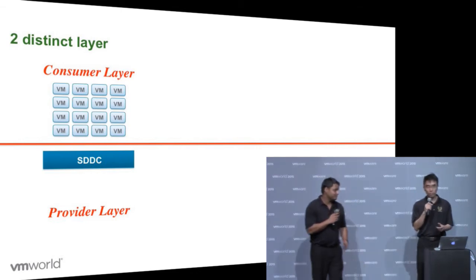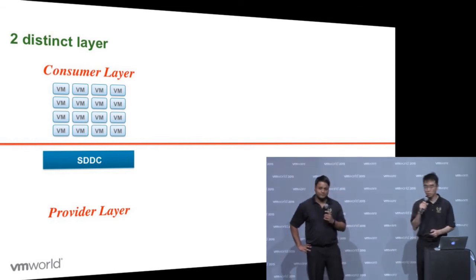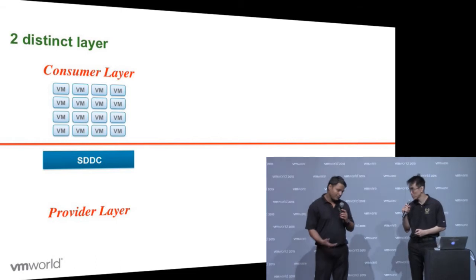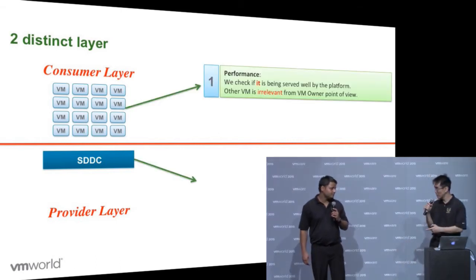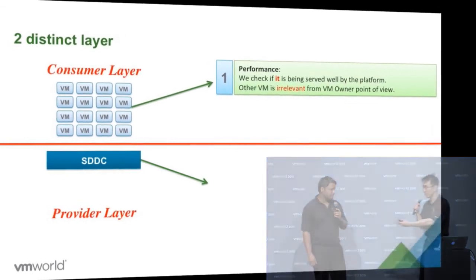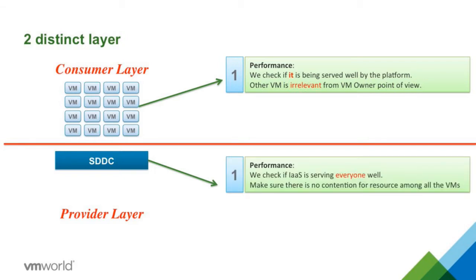Because typically the VMs and the infrastructure are pretty reliable, uptime is pretty good. So it's not about availability. The first thing that they care about is performance. So at this layer, if I'm a VM owner, I only care about my VM. You may have 1,000 other VMs, and I don't care about them. I only care about my VM. And at the infrastructure layer, it's different. You have to serve everyone. You have to take care of all the VMs running in that infrastructure, which is difficult. You have to take care of everything, and everybody should be happy.